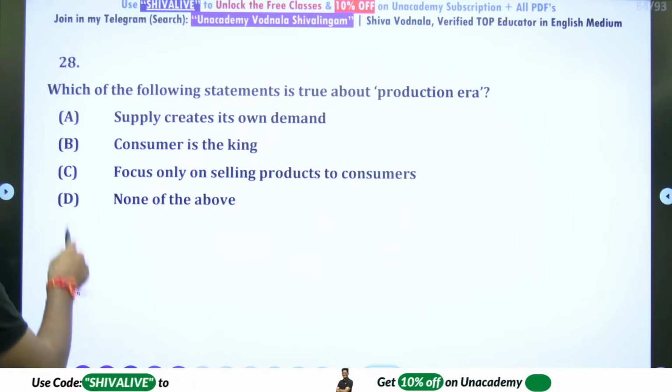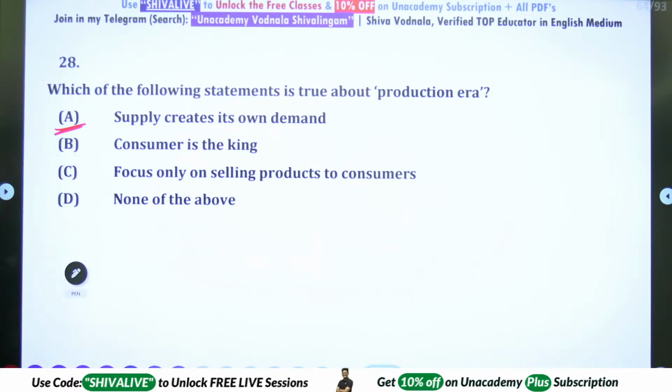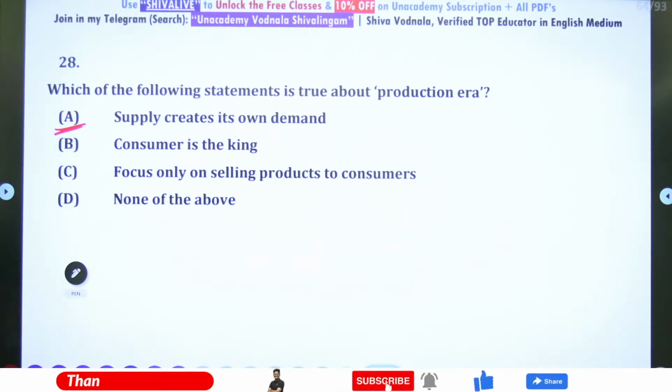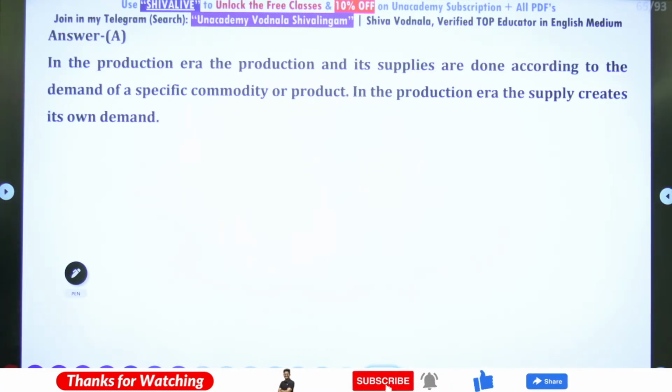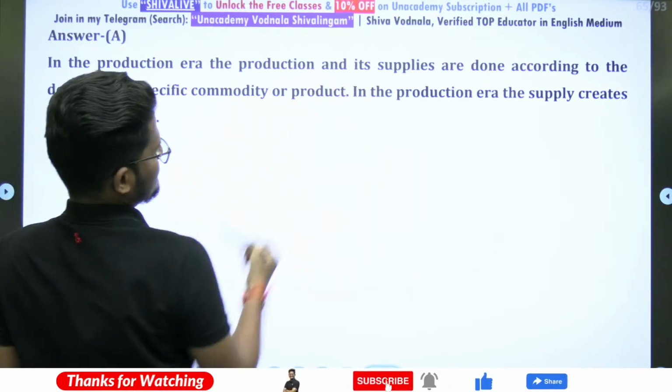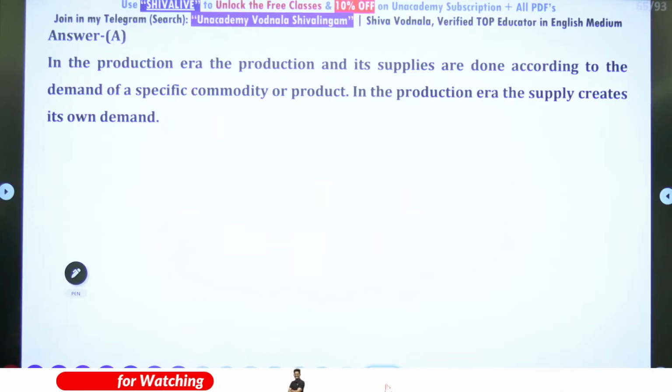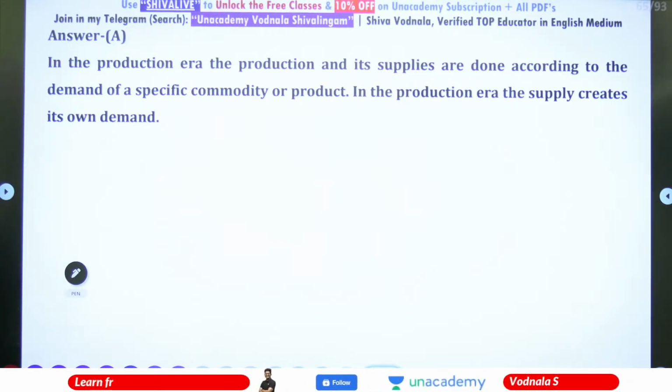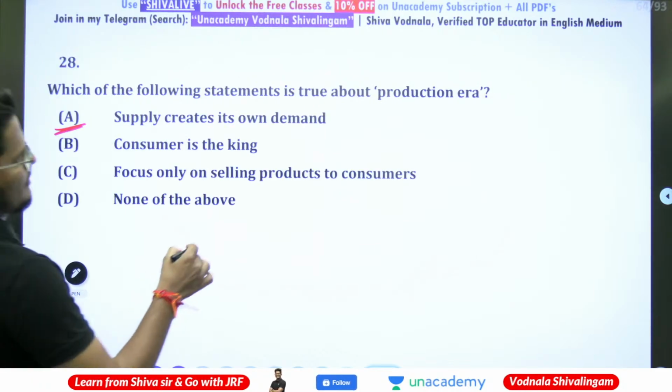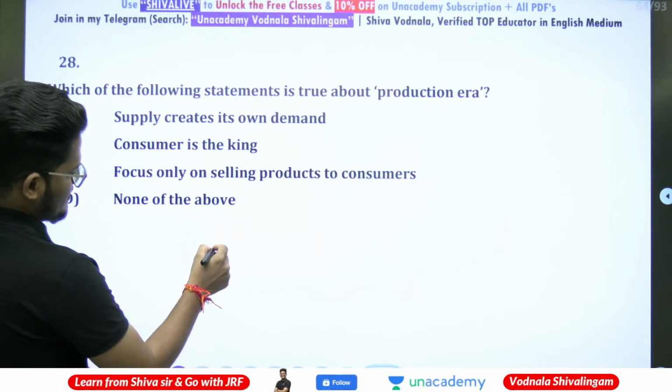Option A is a given answer. Supply creates its own demand. Production era. Supply creates its own demand. In the production era, supplies are done according to the demand of a specific commodity or the product. So supply creates its own demand. Supply is done according to its demand.